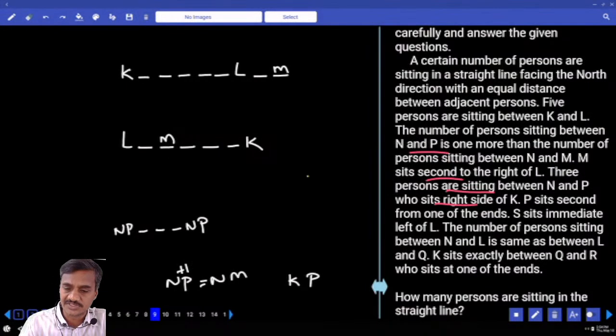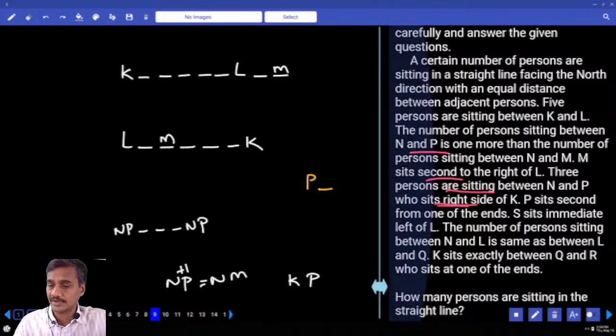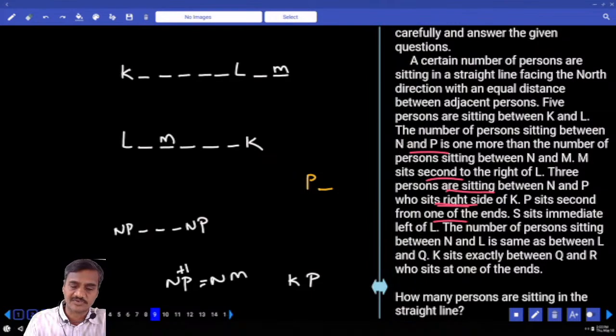Now P is seated second from one of the ends of the row, and at the same time, S sits to the immediate left of L. S is to the immediate left of L.